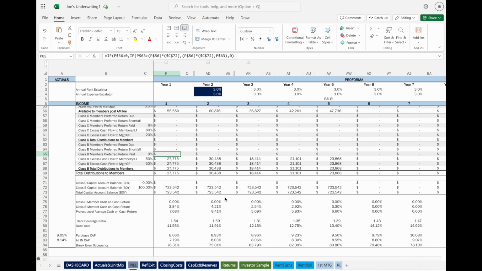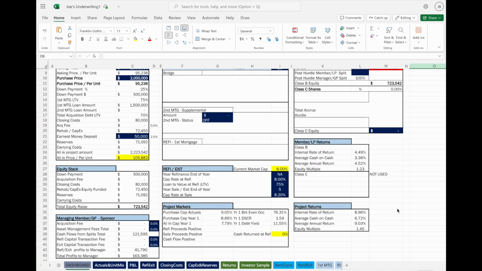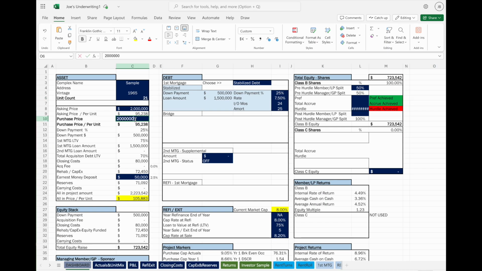If we look at our profit and loss, we're making a little bit of cash flow, but not enough to justify. So we're looking at an equity multiple of 1.23. Not good. Okay, so we know immediately we need to drop down this price. So let's go ahead and drop it down. It's not surprising when you pull up a deal off the internet that they're way overpriced.